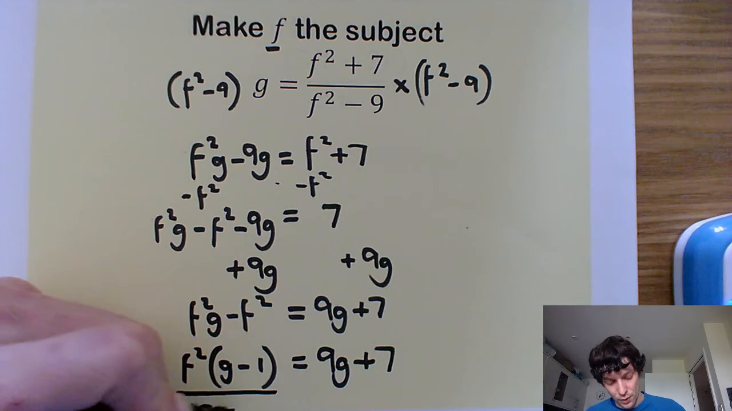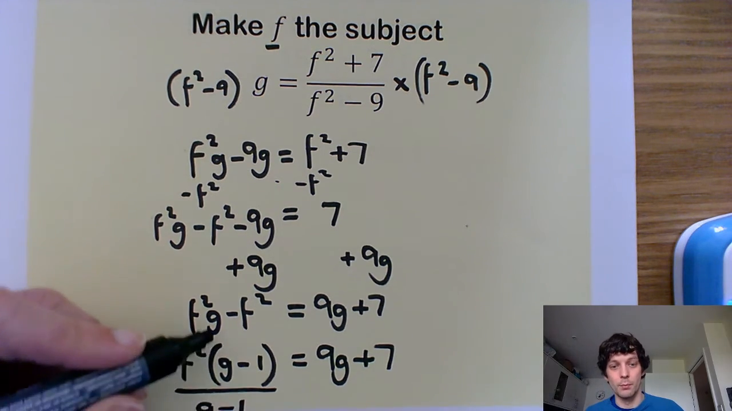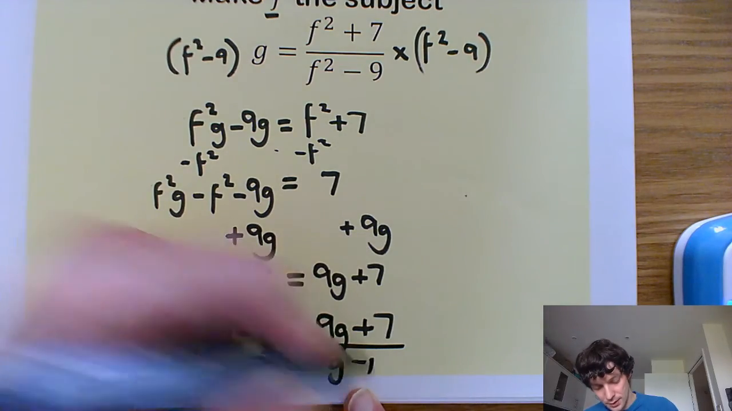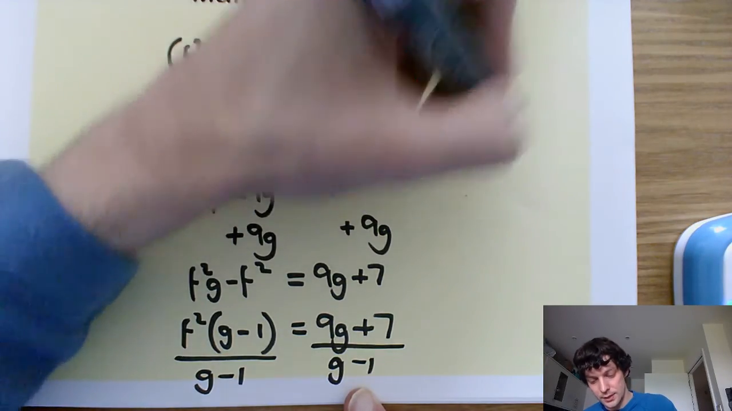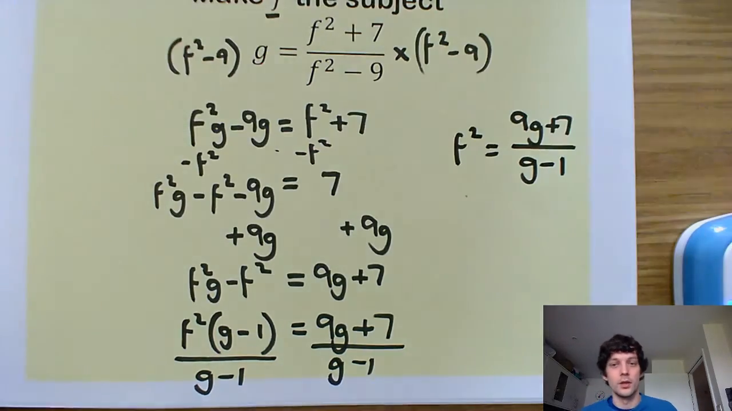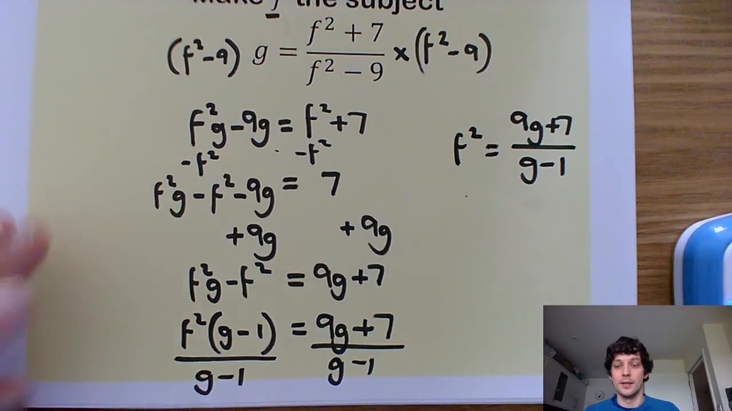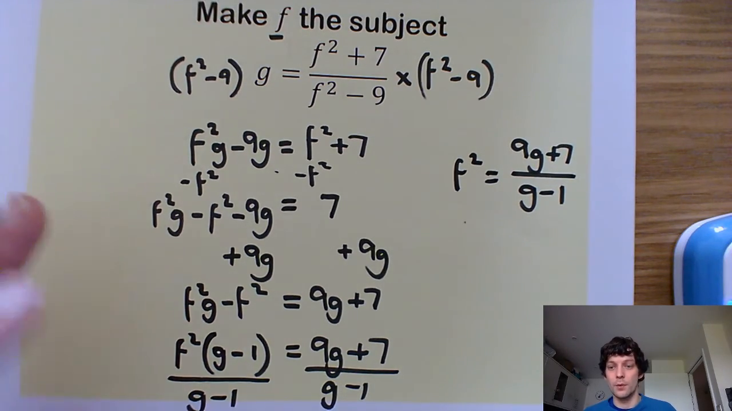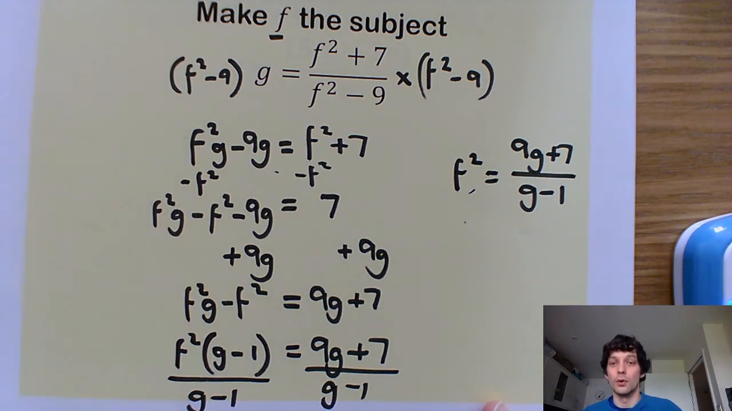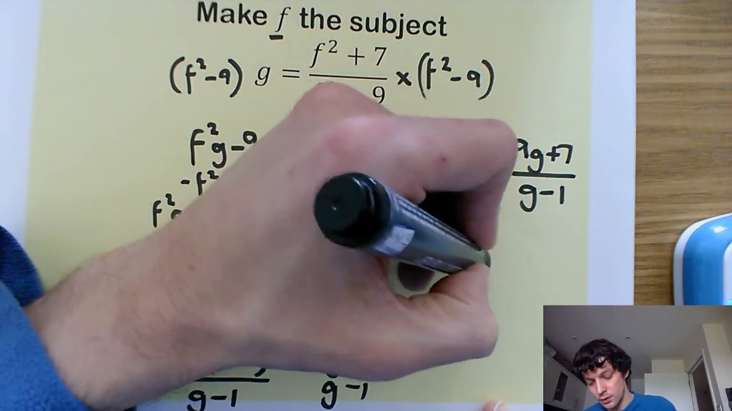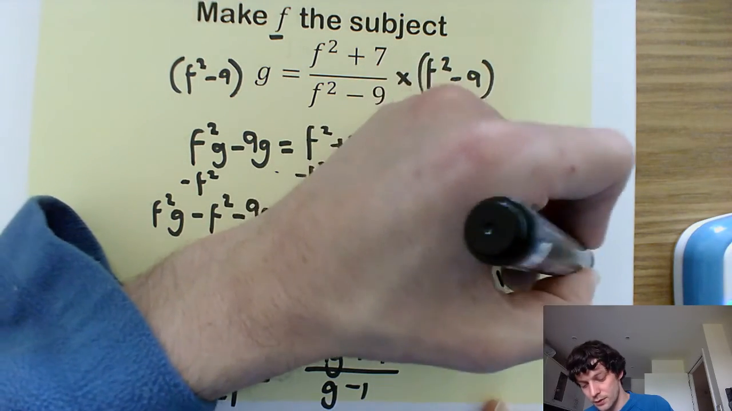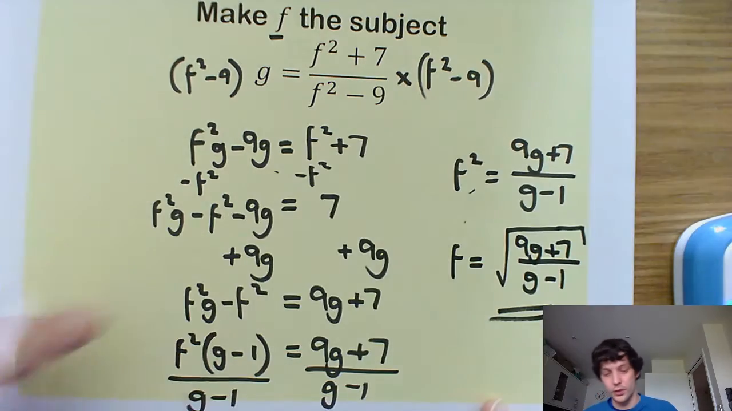So, getting rid of this g minus 1, because we're multiplying it here, I'm going to divide it by both sides. So we get f squared is equal to 9g plus 7 over g minus 1. Okay, I wasn't asked to make f squared the subject though, I was asked to make f the subject. Well, I just need to get rid of that square. What do I do to get rid of squaring something? Square root it. So the square root of 9g plus 7 over g minus 1.